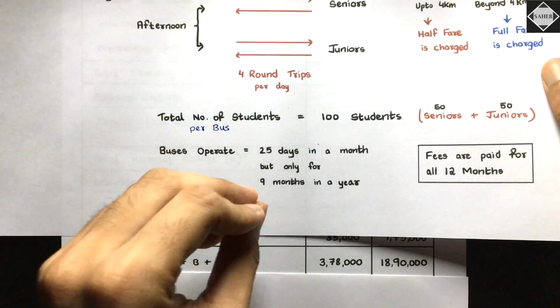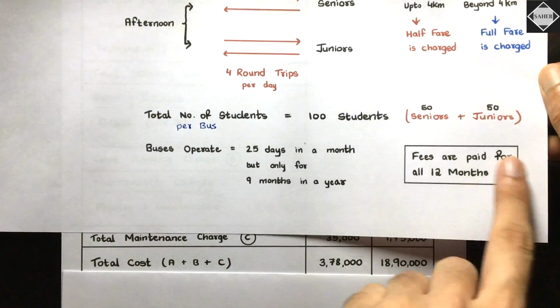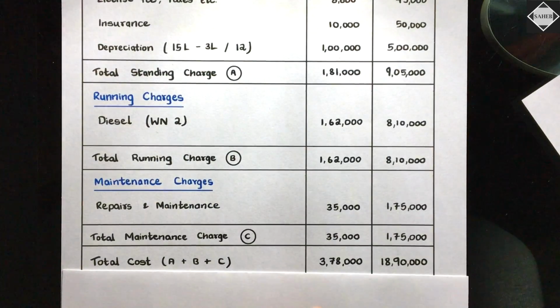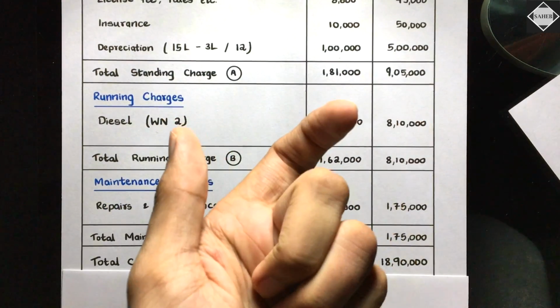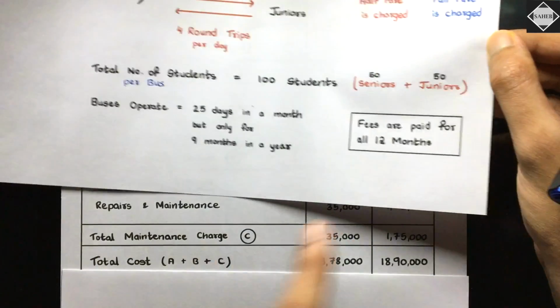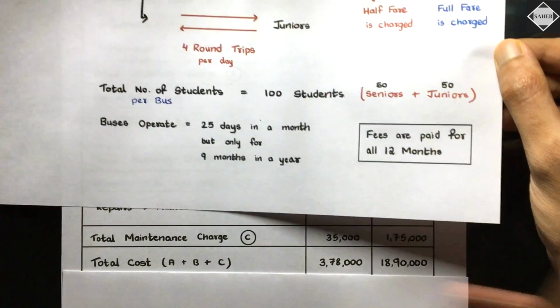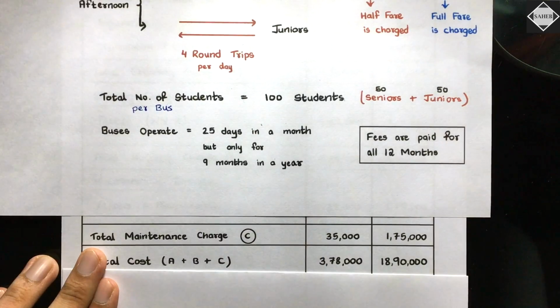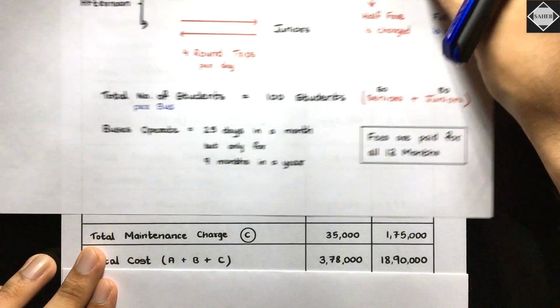But you have to understand you are taking the fees from the students for all 12 months. So when you calculate the cost per month, you have to average it out by 12 months only, not 9 months, because fees are paid for all 12 months. That is the reason. Is it clear?